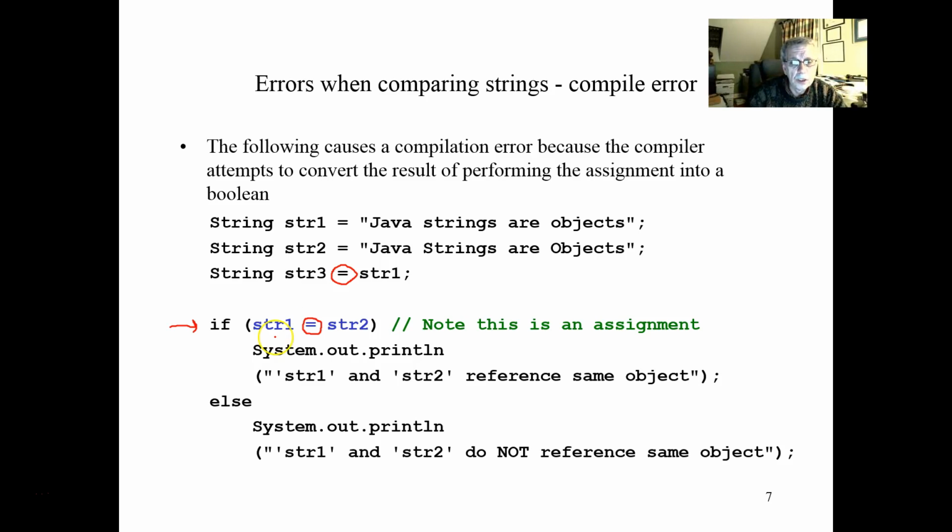This actually causes a problem in the code when we attempt to compile it. This doesn't make any sense, because this is actually an assignment, but we've placed it within the context of where there should be some kind of a relational expression. And what happens is str1 assigned str2 really doesn't evaluate to true or false. So that doesn't really make any sense here. So that's why we might get slapped on the wrist and get a compile error.